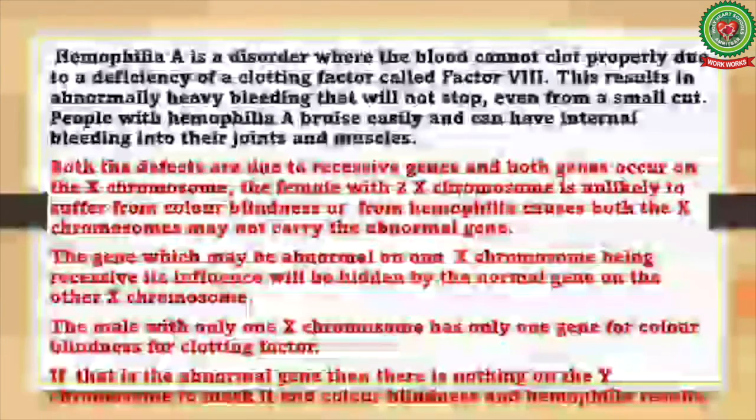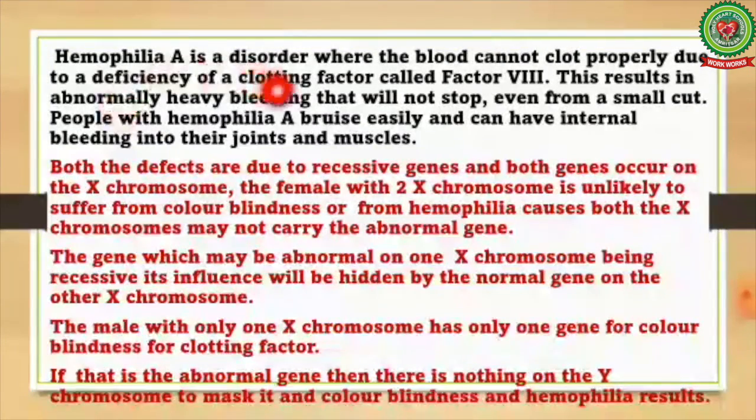Now, next is hemophilia A. It is a disorder where the blood cannot clot properly due to a deficiency of a clotting factor called factor VIII. This results in abnormally heavy bleeding that will not stop, even for a small cut. People with hemophilia A bruise easily and can have internal bleeding into their joints and muscles. Both the defects are due to recessive genes, and both genes occur on the X chromosome.